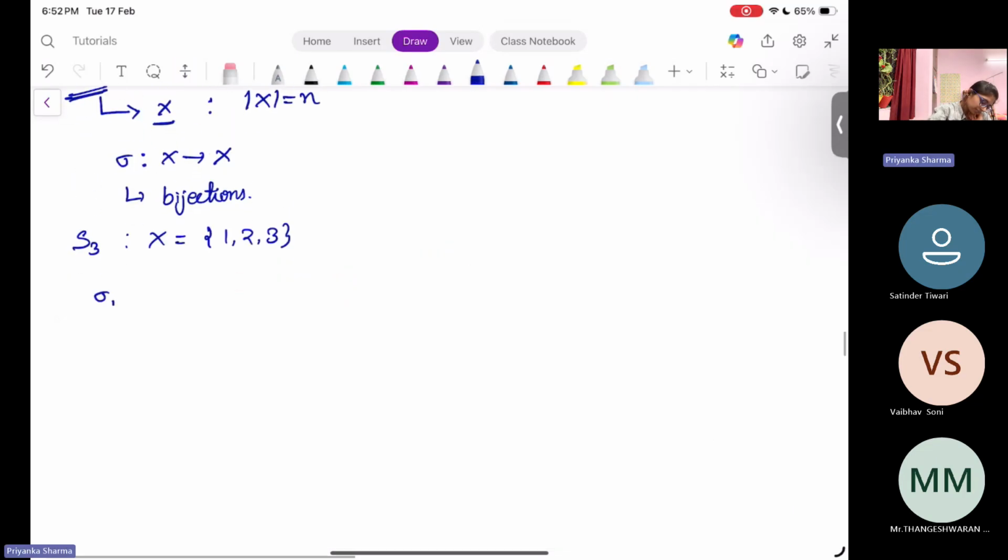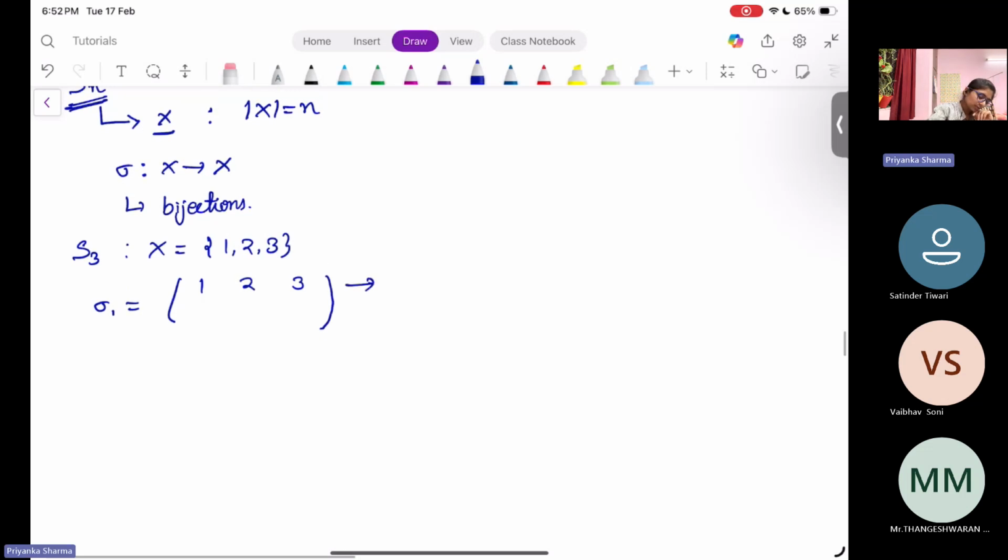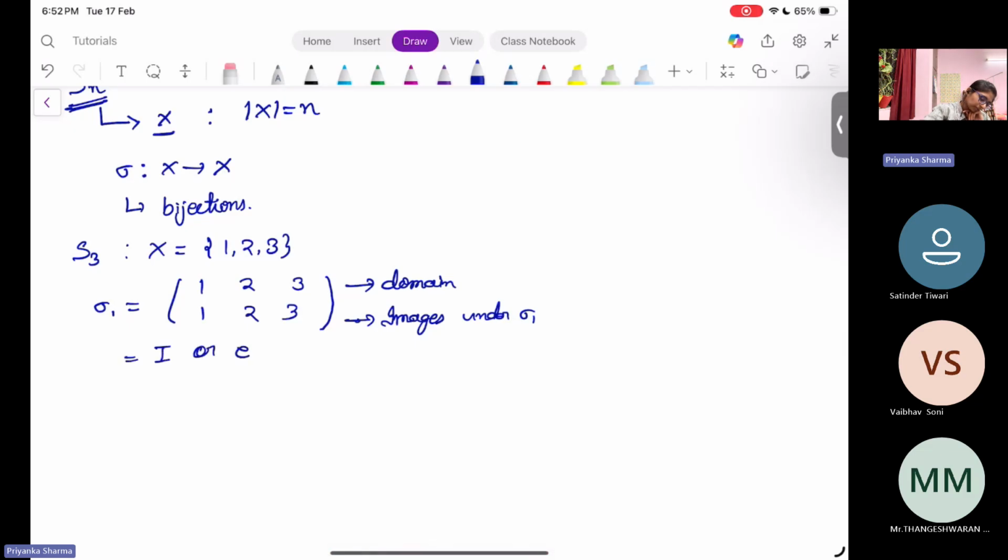So the first one can be this. I'm writing this simply, so this corresponds to the domain, and here I will write the images under sigma 1. It can be 1, 2, 3 itself, that is the identity, or you can denote it by E.